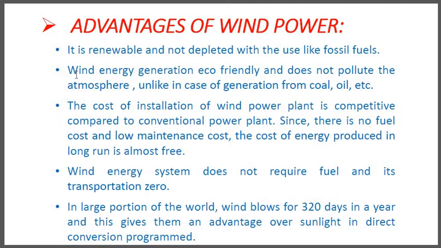Wind energy systems do not require fuel and its transportation is zero, because no fuel is required, so no transportation is there. In a large portion of the world, wind blows for 320 days in a year, and this gives them an advantage over sunlight in direct conversion programs. So out of 365 days, wind blows for 320 days, so it is better than the solar power system.